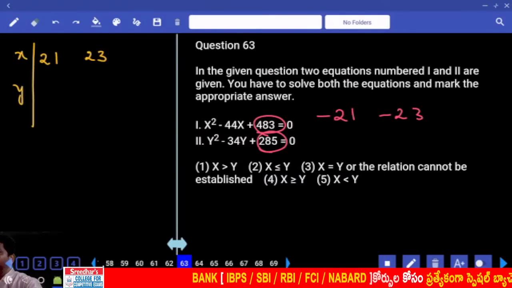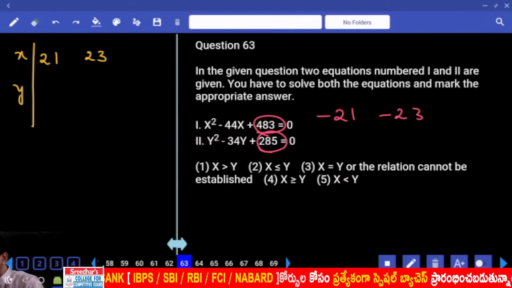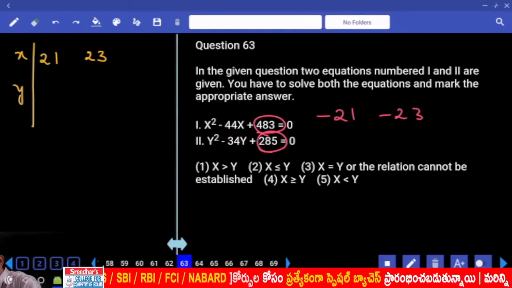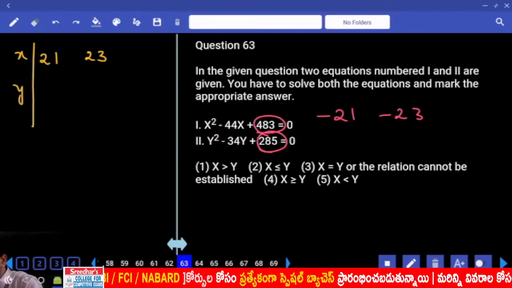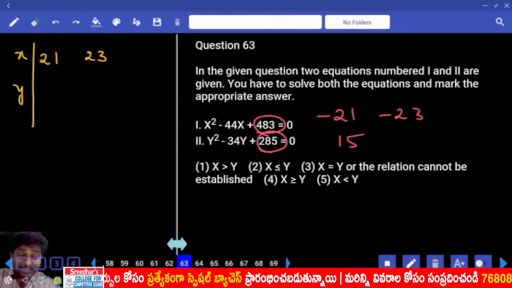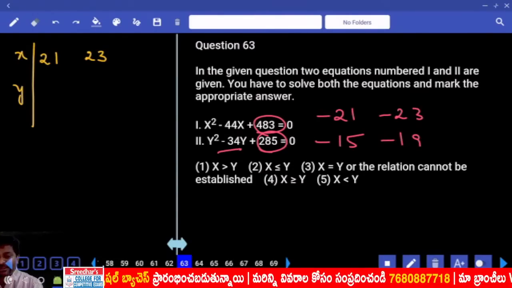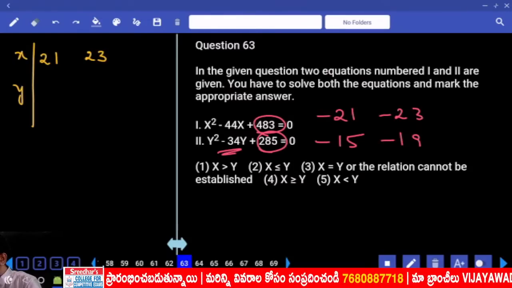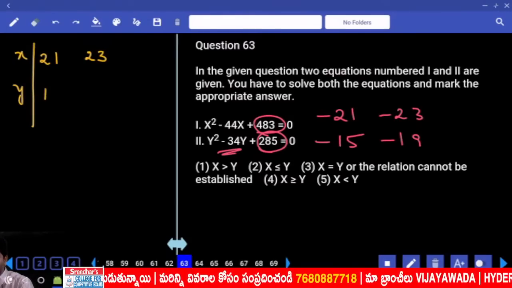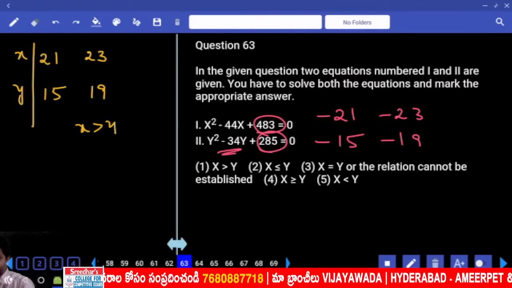Nearest square: 289. Minus 4 only. 17 square minus 2 square. 17 minus 2, 17 plus 2. Minus 15, minus 19, minus 34. Satisfied? Then factors are 15, 19. X is greater than y.